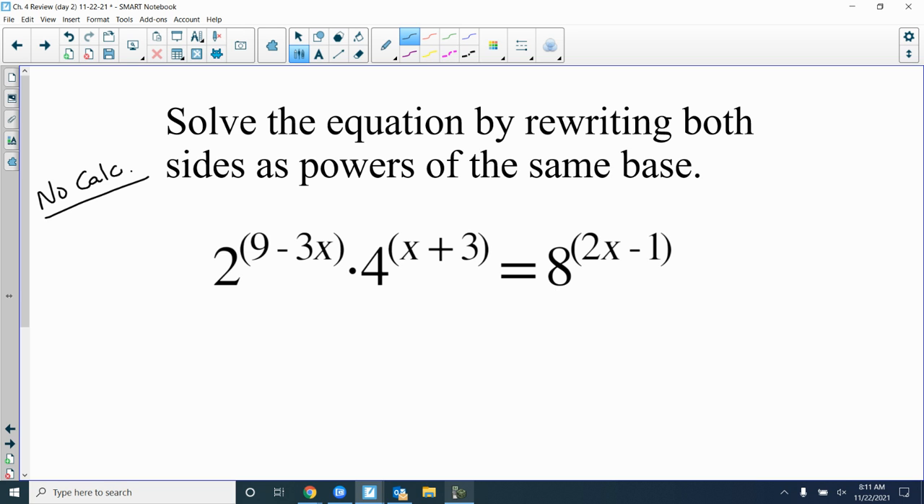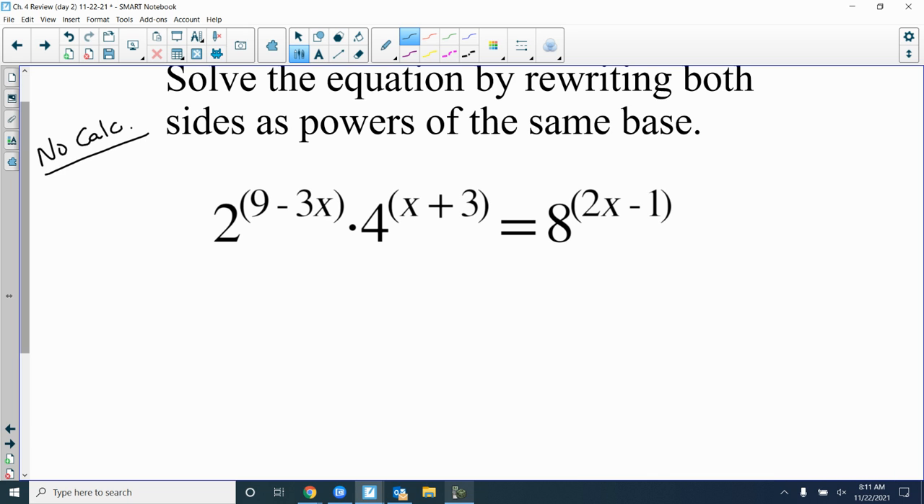We've done similar ones. I don't know if we've done any with 3 different terms. I know we've definitely done 2 terms, which you should have been familiar with. I don't know if we've done 3. So start with a 2. I can't change that base. So leave it. So 2 to the 9 minus 3x times 4, which is 2 squared, 2 to the x plus 3 equals 2 cubed, to the 2x minus 1.